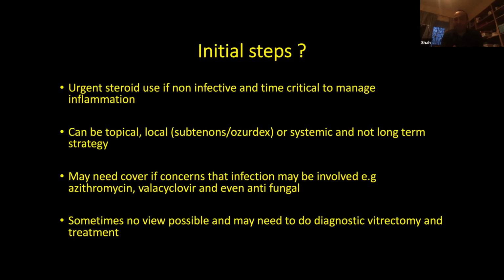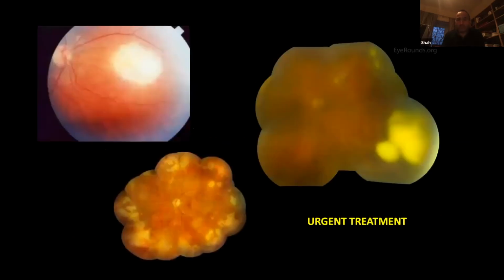And if in doubt, cover them with the antibiotics if you're starting steroids, because that will avoid things going really bad. And sometimes they come to you and you can't see anything in the back of the eye, you're not recognizing the pattern, you might just have to go in and do a diagnostic vitrectomy, remove the vitreous and see what's going on in the back of the eye.